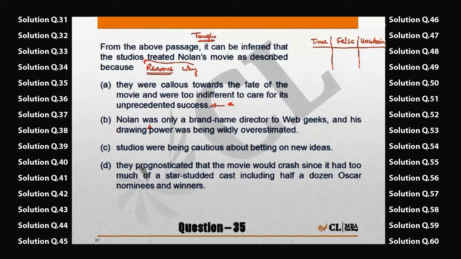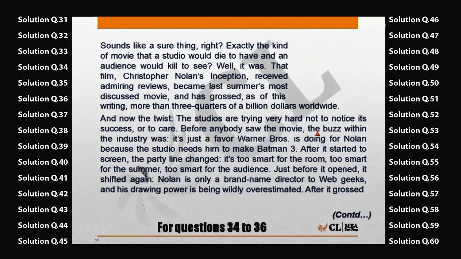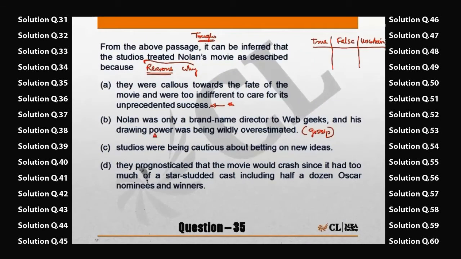Let's look at option B. Nolan was only a brand name director to web geeks, and his drawing power was being widely overestimated. Now this is a part of the gossip that the author mentions, the buzz within the industry. So option B will be uncertain. It's just a buzz within the industry. Whether that is the exact reason is something that we cannot ascertain. So B will be incorrect.